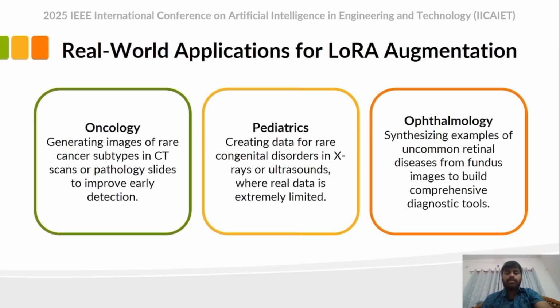This technique can be used for much more than just brain tumors. The problem of not having enough data for rare diseases is common in all areas of medicine. This LoRA method could be used to create data for rare types of cancer, for rare diseases in children, or for uncommon eye diseases. It can help make AI a more useful and reliable tool for doctors everywhere.